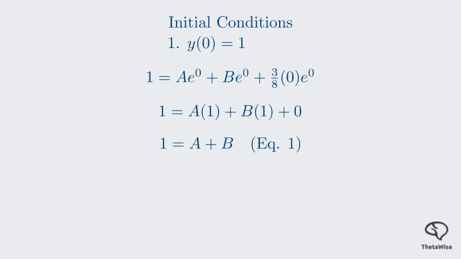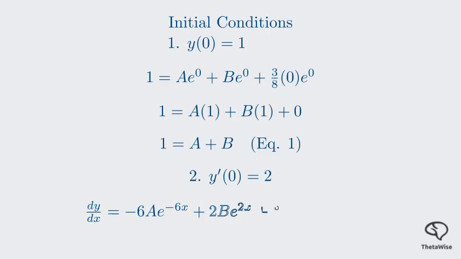Now for the second initial condition. This one involves the derivative of our general solution, so we need to calculate dy/dx first. Initial condition 2: y'(0) is equal to 2. Let's find the derivative of our general solution y. The derivative of a e to the negative 6x is negative 6a e to the negative 6x. The derivative of b e to the 2x is 2b e to the 2x.